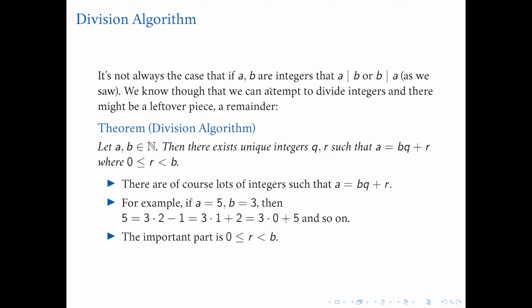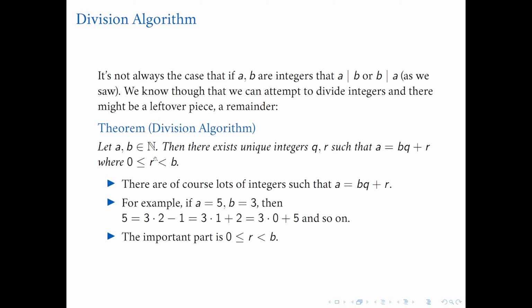But we can attempt to divide those integers. That's certainly true. And when we attempt to divide them as much as possible, there is usually a leftover piece. That leftover piece is the remainder, and then there's the number of times that one of the integers went into the other. That's called the quotient. And the division algorithm is a formalization of that.